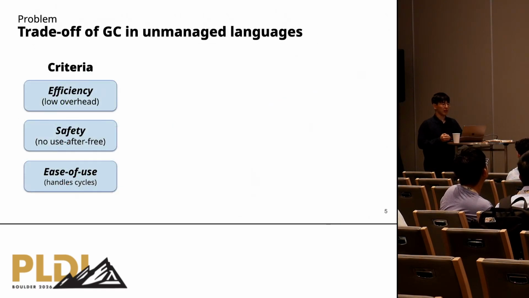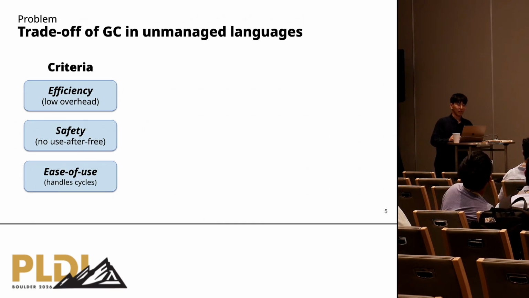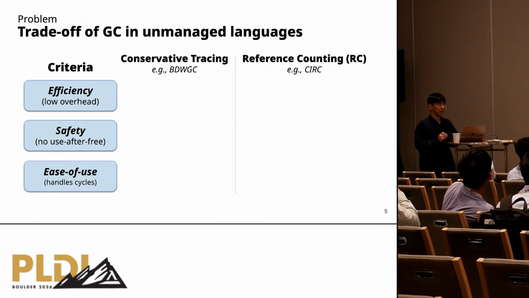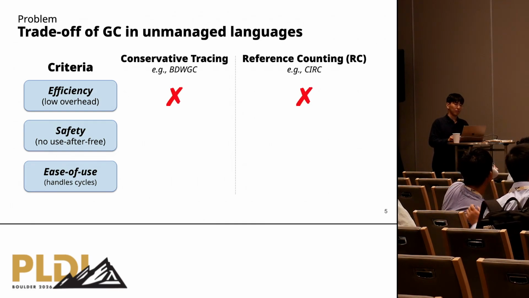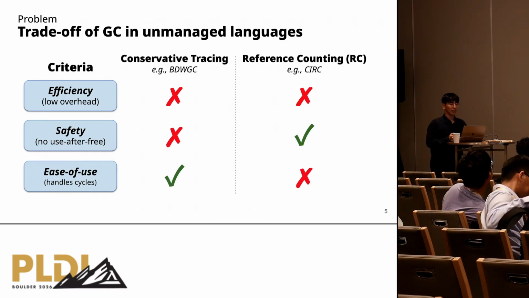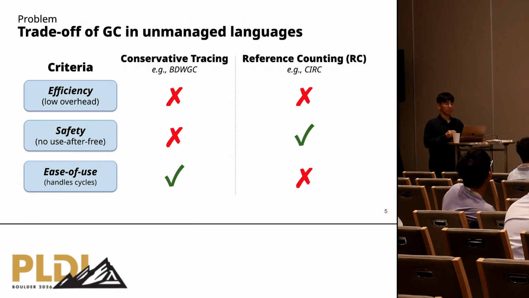Some automatic GC techniques already exist for unmanaged languages, and we can review them with the three criteria. They fall into two families: conservative tracing, like BDWGC, and reference counting, like CIRC. But unfortunately, both are not efficient, and each one trades away either safety or ease of use. Let's see why, one family at a time.